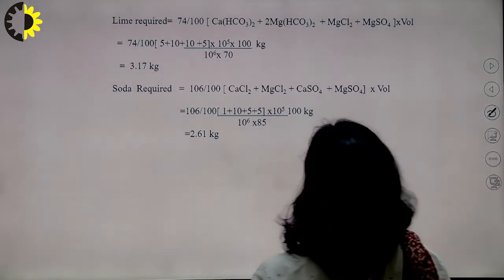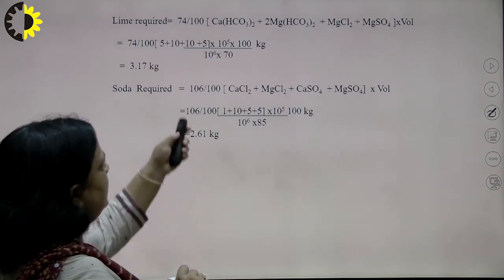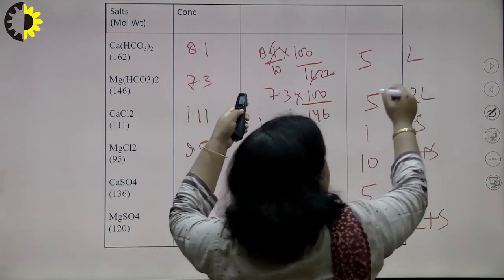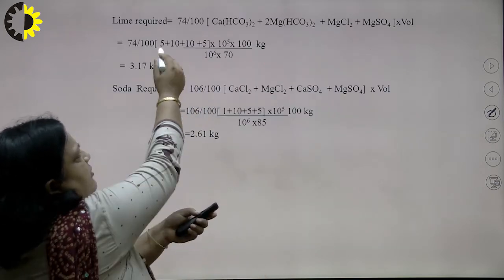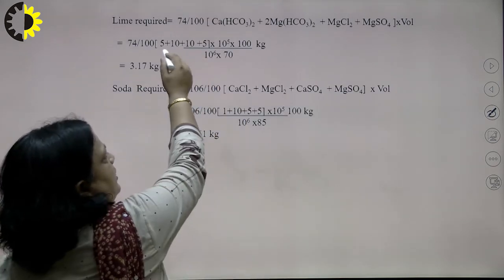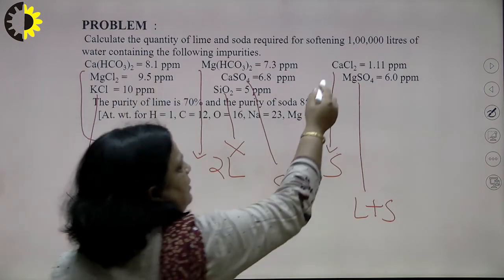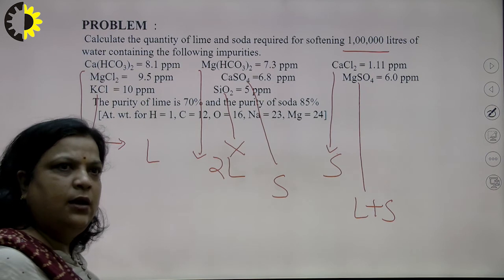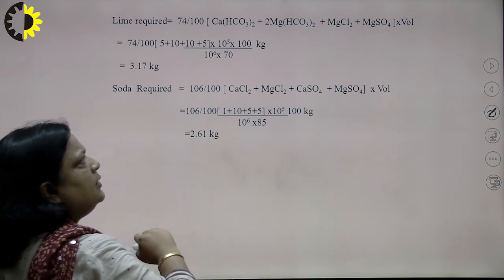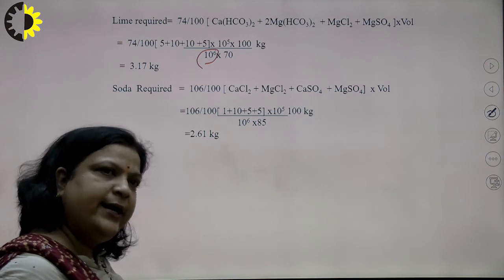I think for MgCl2, 9.5, 10, for lime 5, 2L is 10. So 5 plus 10 for MgCl2, 10, and for MgSO4, 5. So 5 into 10 into 10 into 5. How much water is there? 10^5 liters of water, and this is in milligram per liter. So in total 10^5, and milligram in kg, so divided by 10^6.